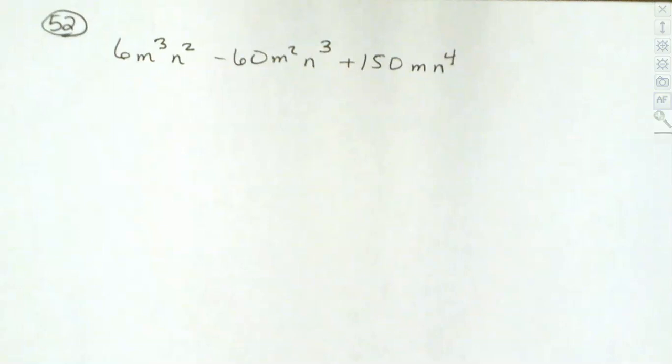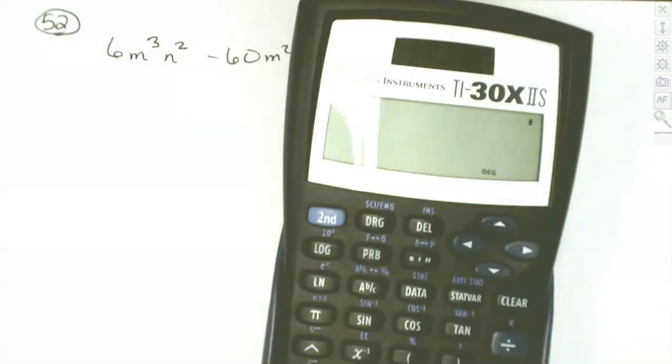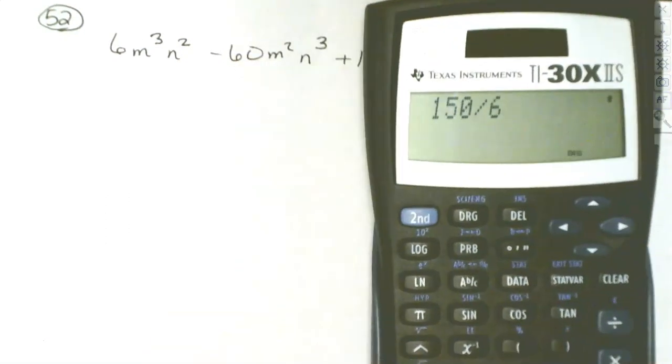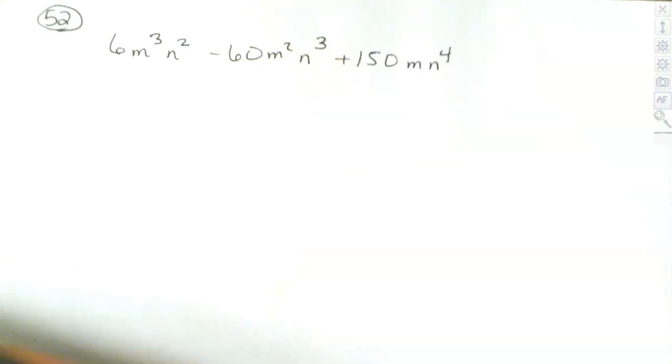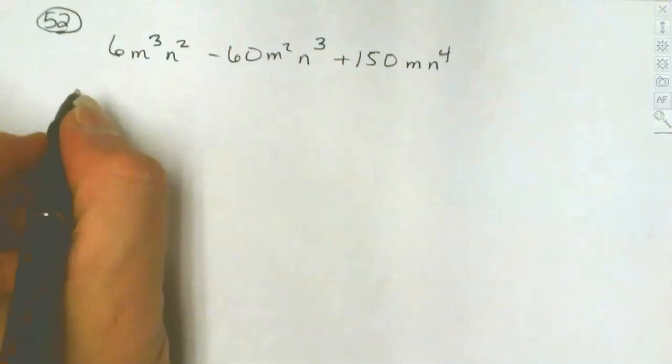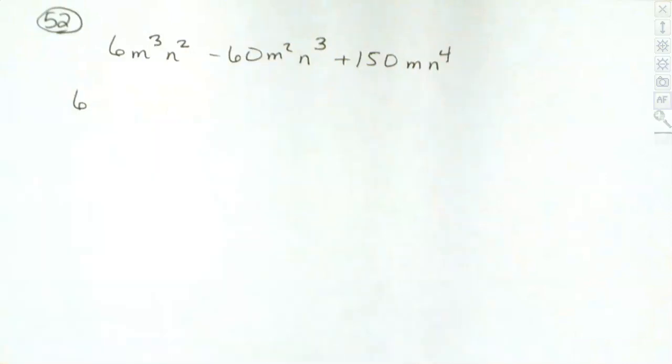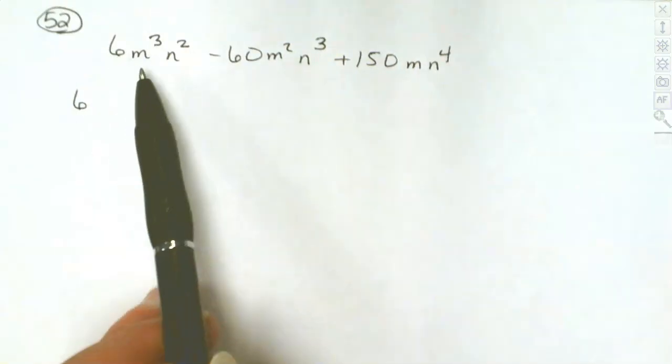Now, if you struggle with where to begin, take your smallest number. What's my smallest number? 6. Does 6 go into all these others? Does 6 go into 60? Yes, 10 times. Does 6 go into 150? Yes, right? Because 150 divided by 6 is 25, right? So we know that we can factor out a 6.